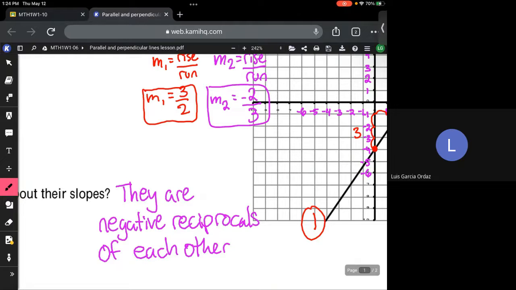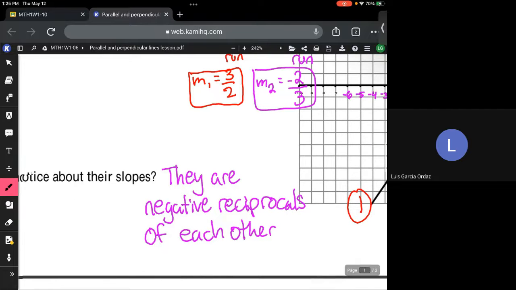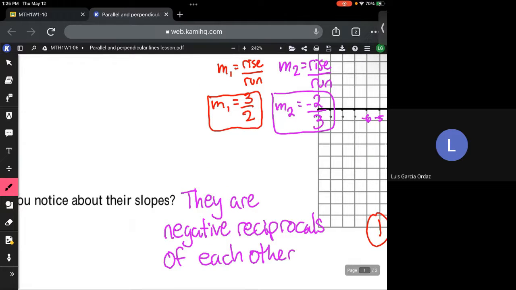An example of a negative reciprocal is you're just flipping the fraction, but then you're adding a negative to it. That's it. C'est la vie. It's life. So I'll give you some examples of negative reciprocals, and you guys are going to tell me what the negative reciprocal is. So let's say I have 2 over 5.